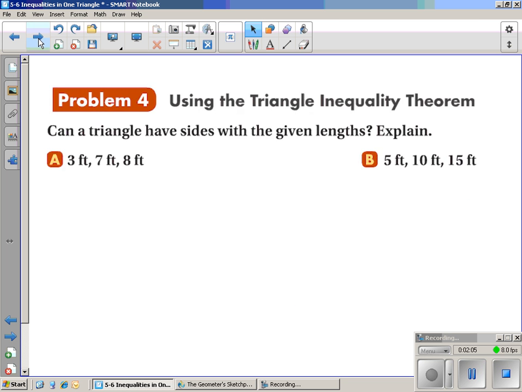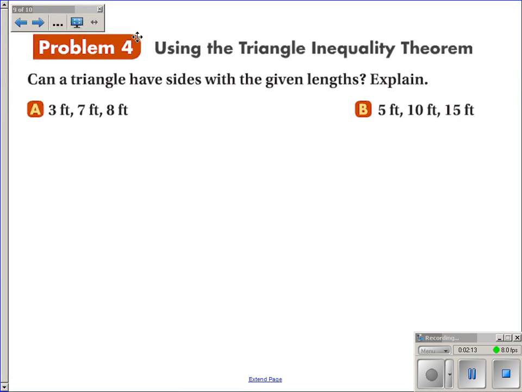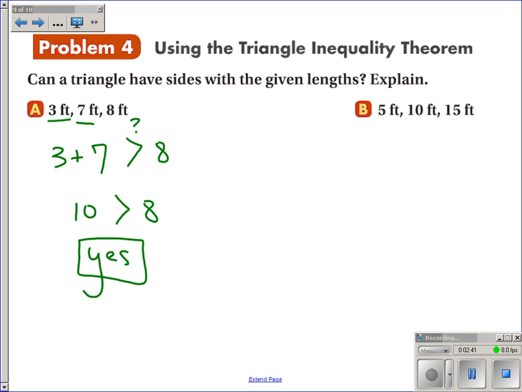Now let's use this inequality. Now the question is, can a triangle have sides with the given lengths? 3, 7, and 8. Now the triangle inequality says any two lengths added together is larger than the third one. But the ones that are most important to us are the shortest two, so I'm only going to look at those. So the shortest two, 3 and 7: 3 plus 7, is that greater than 8 is the question. Well, 3 plus 7 is 10, and 10 is bigger than 8, and so the answer is yes, a triangle can be formed using these lengths.